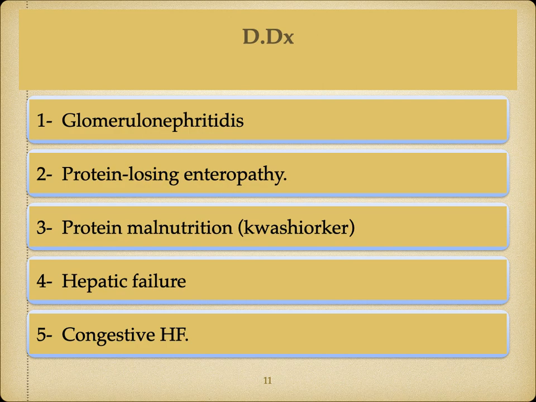The differential diagnosis of a child presenting with generalized edema includes acute or chronic glomerulonephritis, protein-losing enteropathy, and protein malnutrition. The patient can also have hepatic failure or congestive heart failure.